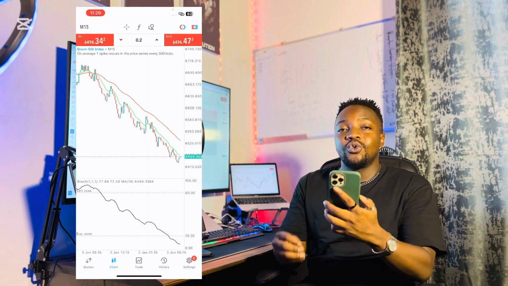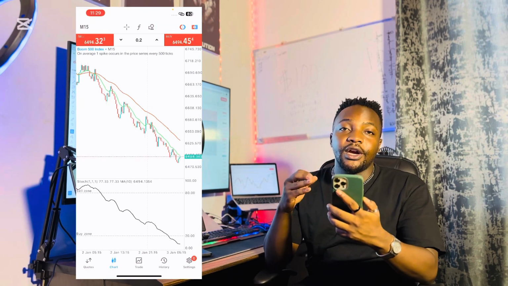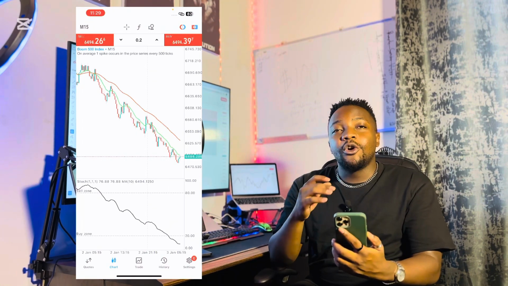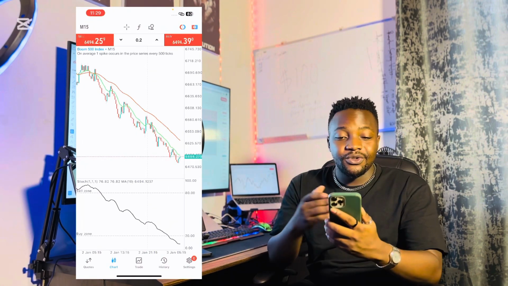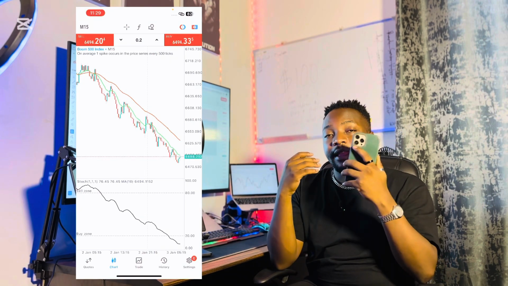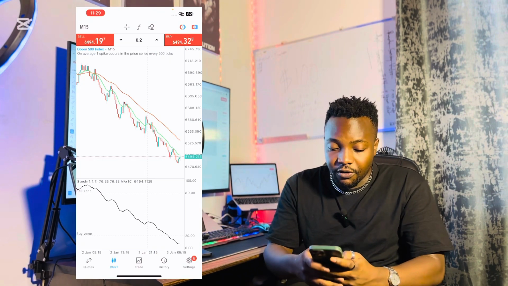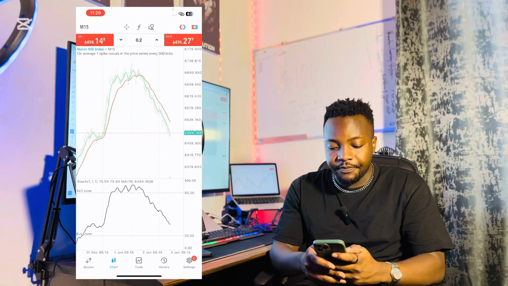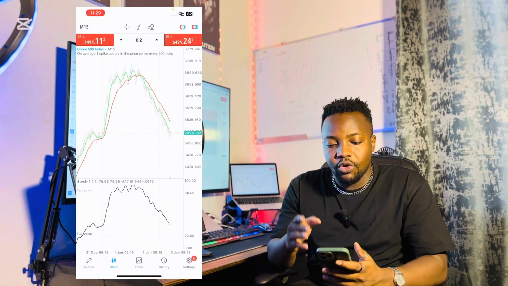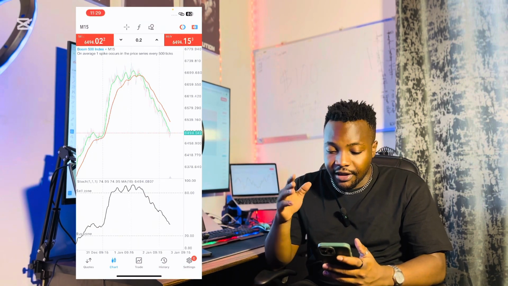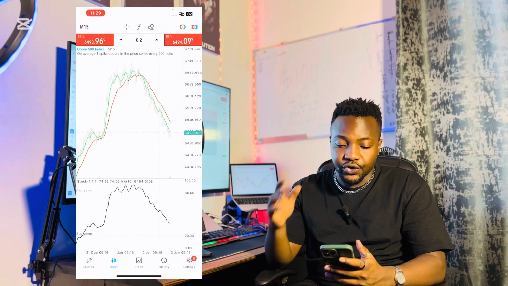So let's get into how exactly you find trades with this strategy. Now, this strategy can help you actually grow your account. As you can see, we will hold trades for long and get so much profit out of them. So let's dive straight into it. Like I said, we're going to be using the 15-minute time frame on this strategy.